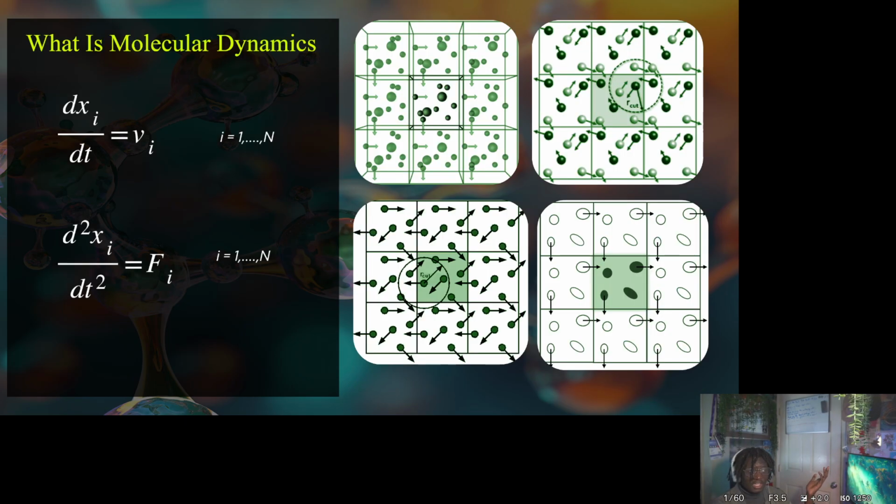So, what is molecular dynamics? Well, what molecular dynamics does is it allows us to track the motion of a particle i within a population of n particles, right? If we assume that x_i is the position of that particle i, then we can assign a velocity, dx_i/dt, to that particle, or we can assign an acceleration, which is the second derivative of x_i in time, to that particle.